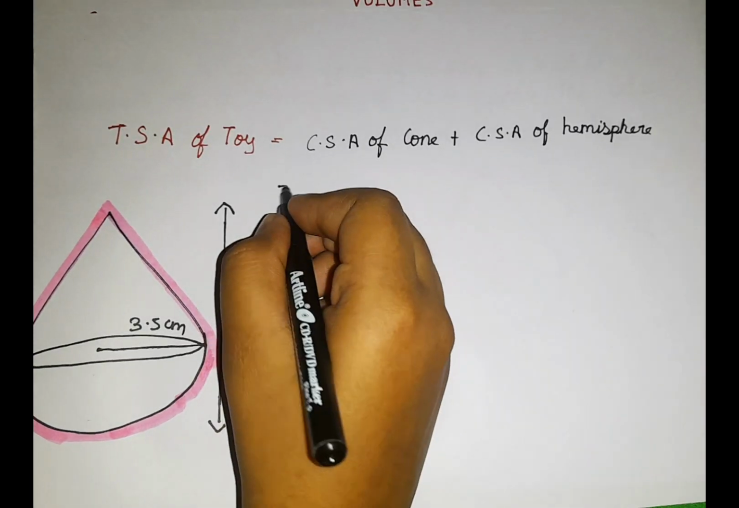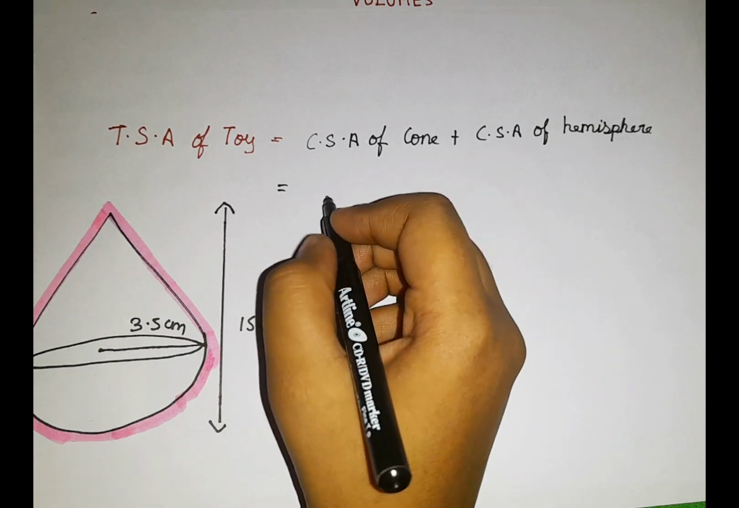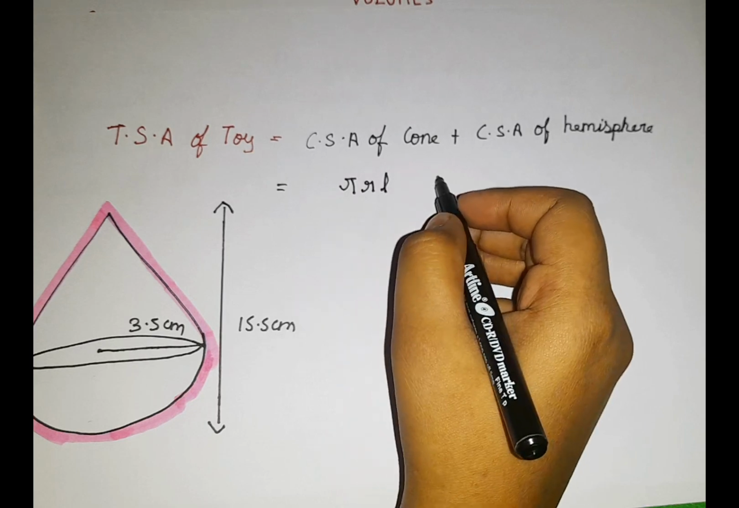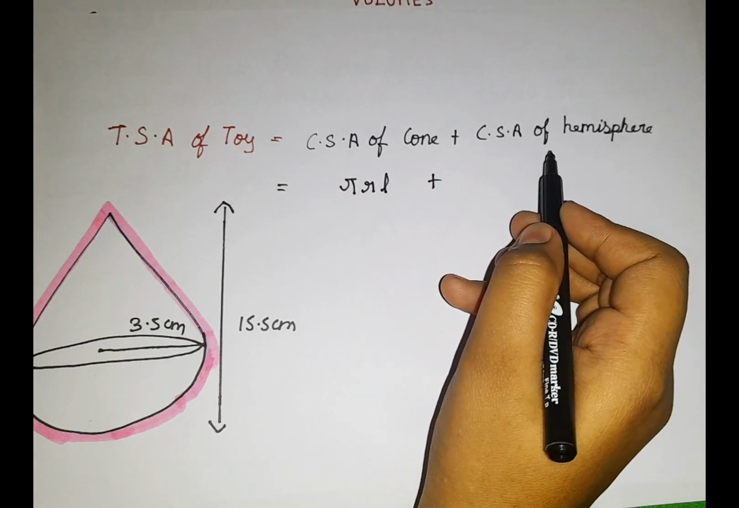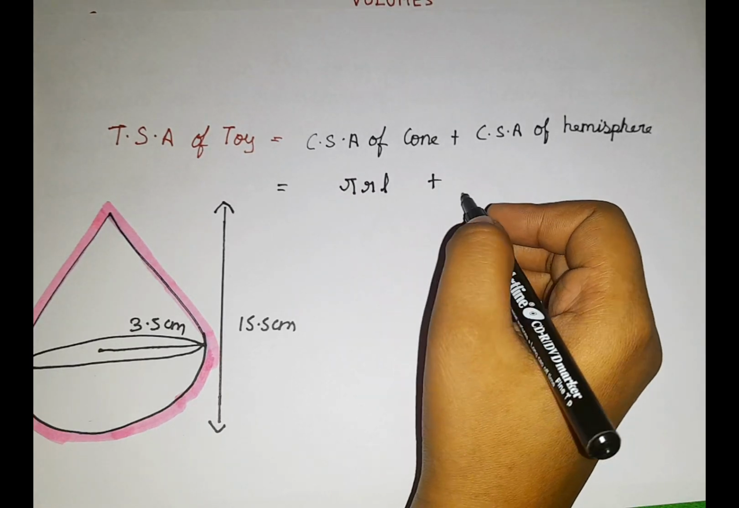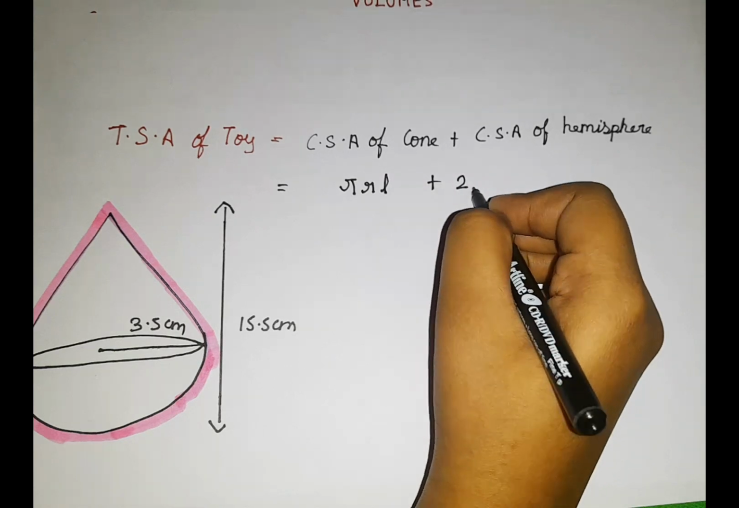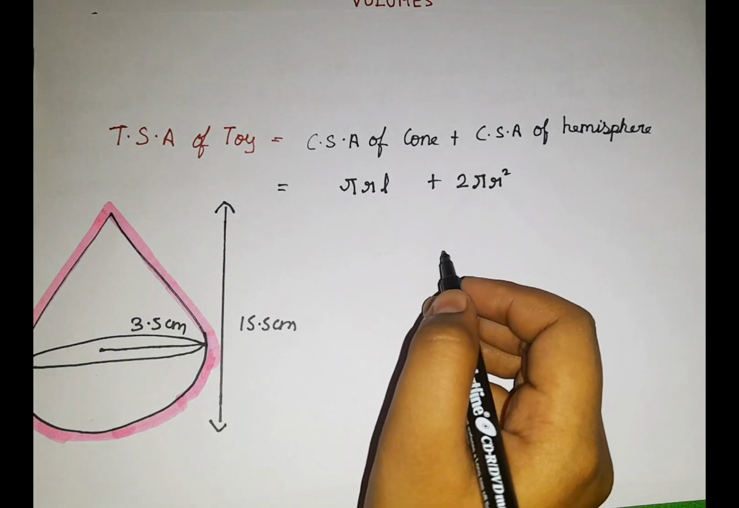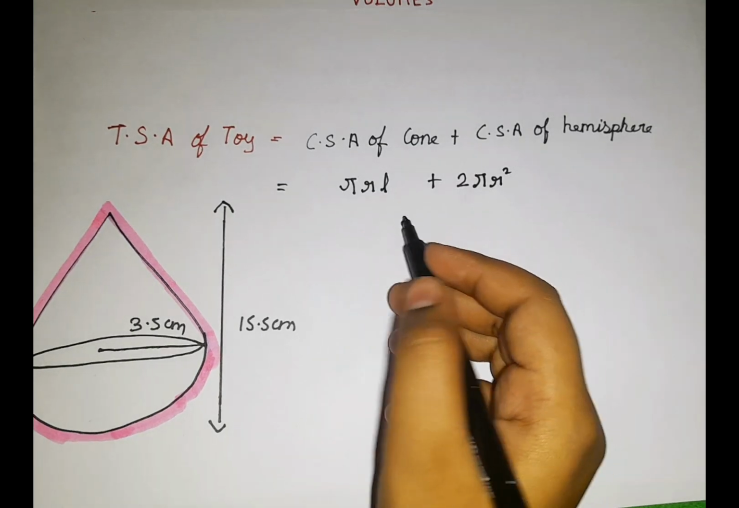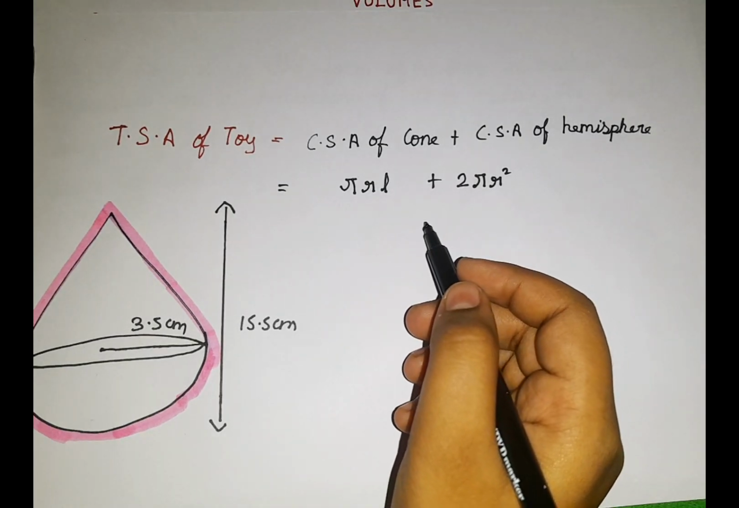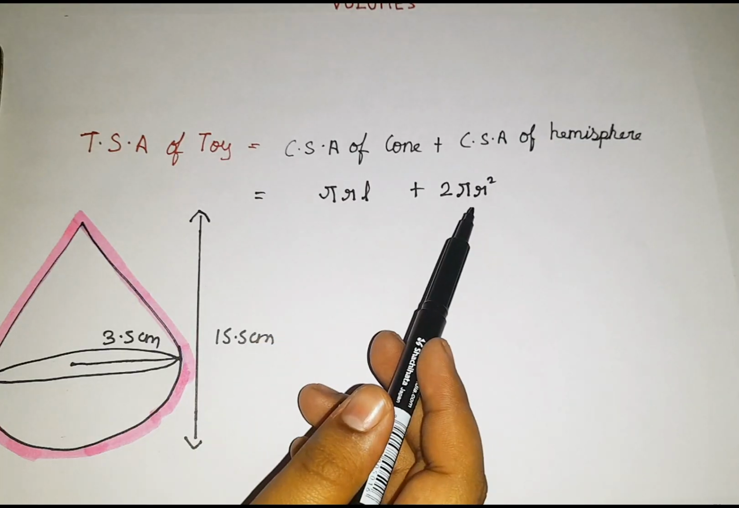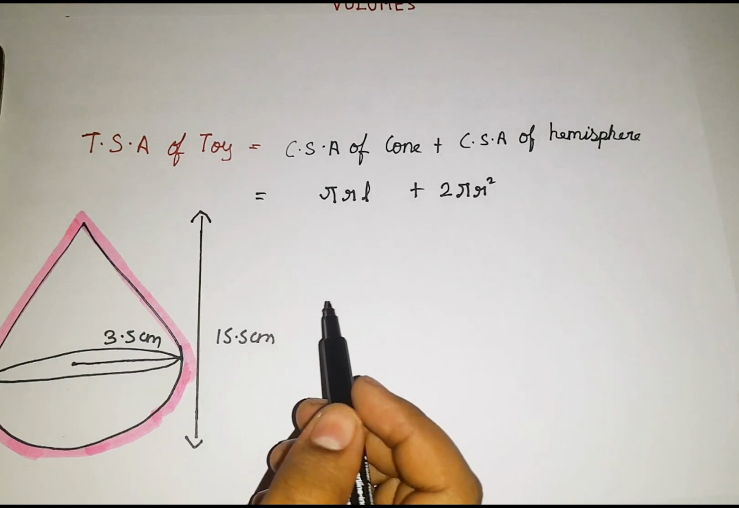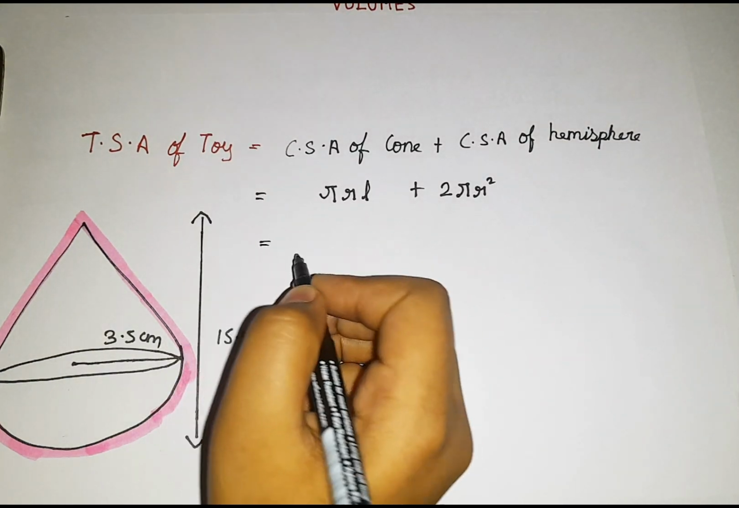So what is the curved surface area of cone? We are supposed to apply the formula, that is pi r L. And then plus, what is the curved surface area of hemisphere? That is 2 pi r square. I am literally sorry guys. So the curved surface area of cone is pi r L and the curved surface area of hemisphere is 2 pi r square. Now I'm going to be taking it as common.